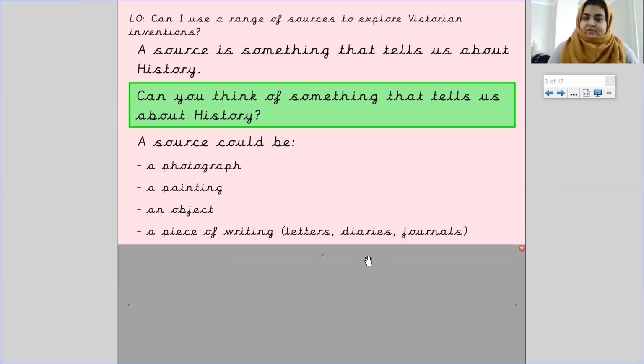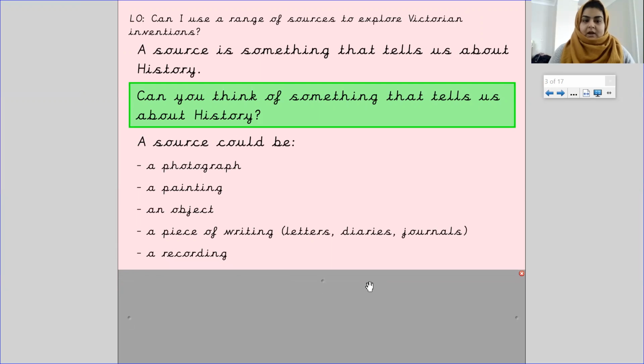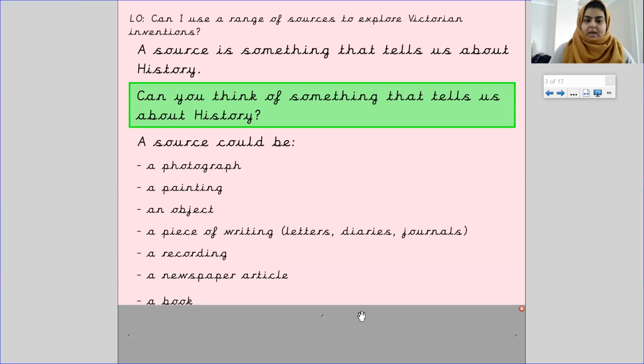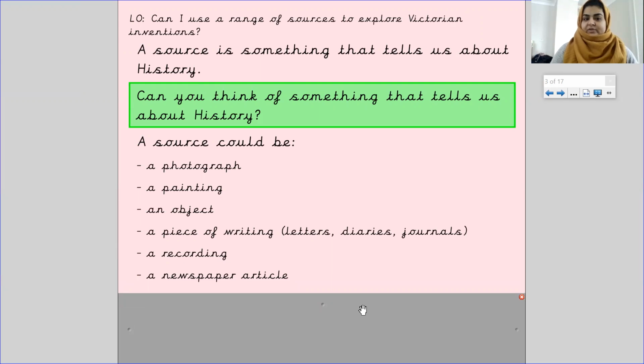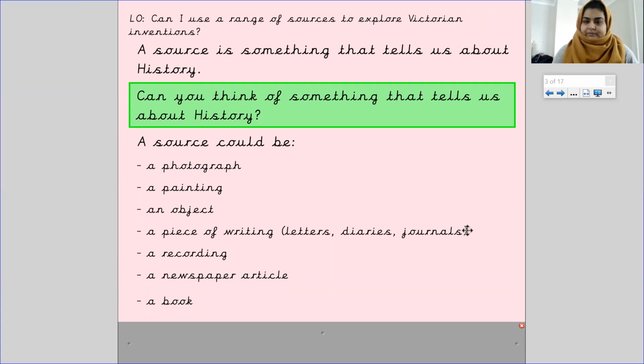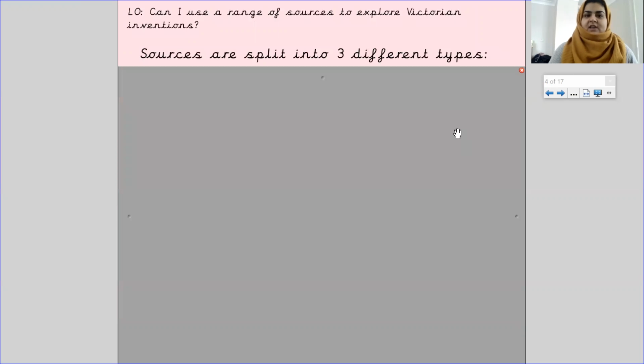A piece of writing, so letters, diaries, and journals. For example, when we were doing diary entries, we looked at Anne Frank, so we know that was from history because in her diary she had the date, and the date was from the past. A recording and a newspaper article. The way you could tell that a newspaper article is a source which tells you about history is because it would have a date on it. And a book, like a non-fiction text.